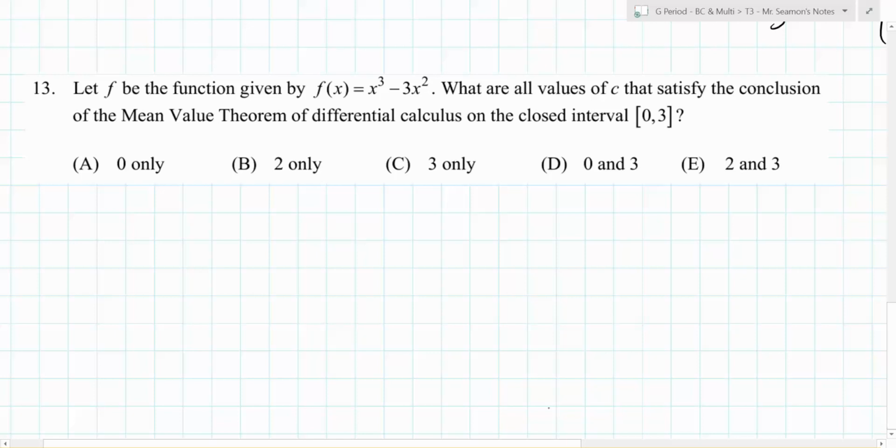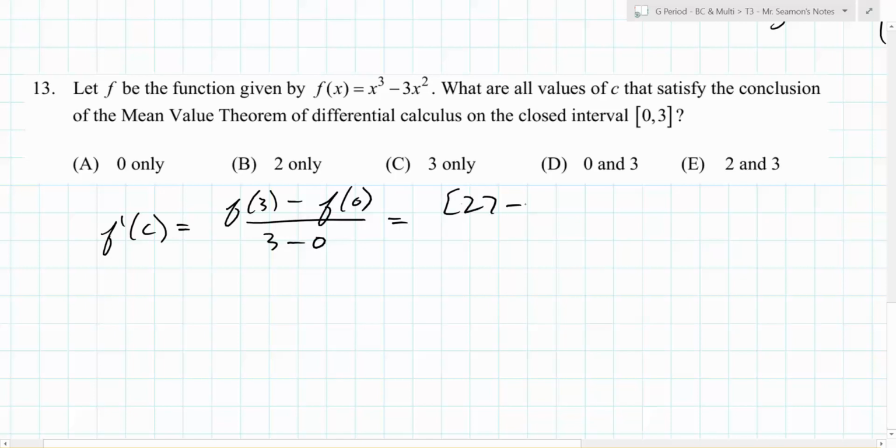First. What should you find first? Well, you're looking for a c value such that f prime of c is equal to f of 3 minus f of 0 over what? 3 minus 0. So let's do this first. What's f of 3? 27 minus what? 27 minus what? Minus 0 all over what? 3.